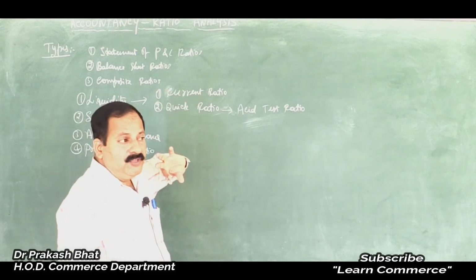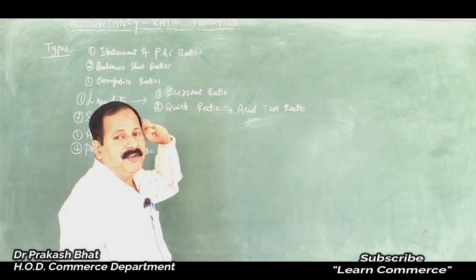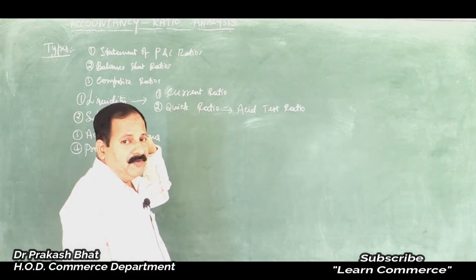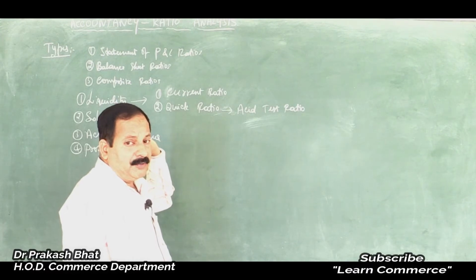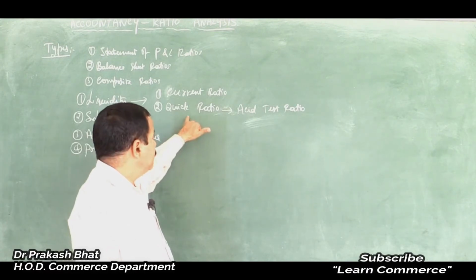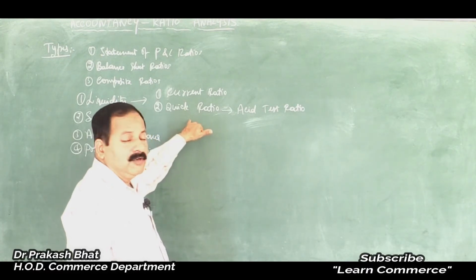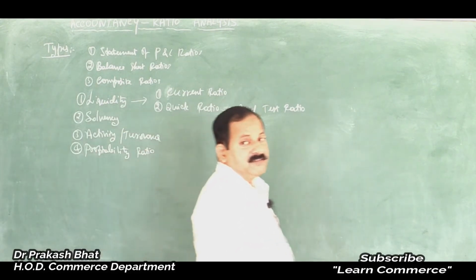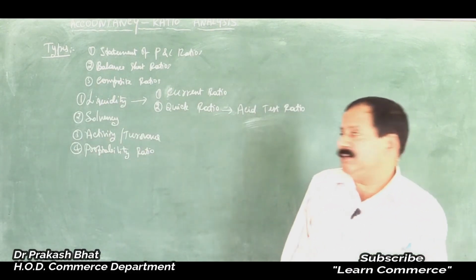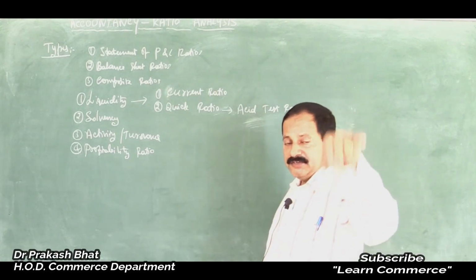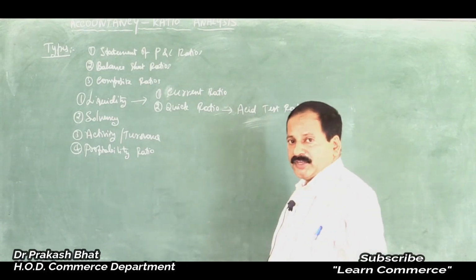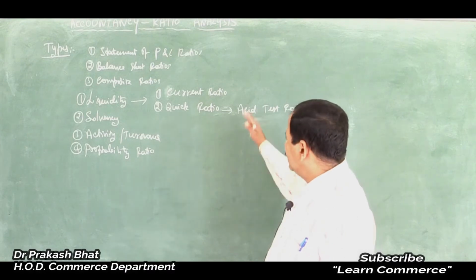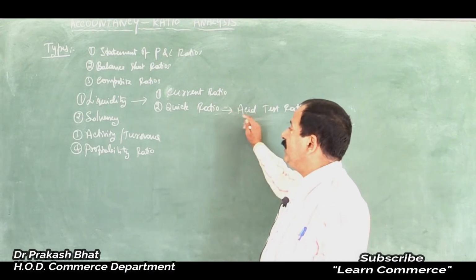We will take only those assets which can be quickly convertible into cash. Inventory cannot be converted into cash quickly, so it will not be taken while calculating the quick ratio. You have to search for a customer, then you have to sell, then you have to convert it into cash. So it takes time. So inventory is not a quick asset.